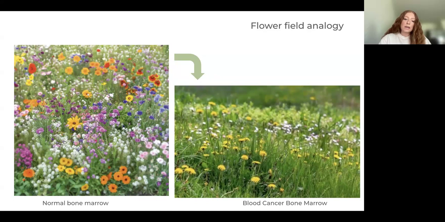What really happens is, just like this flower field, when you put weed killer on the flower field, it's going to kill the weeds, but it's also going to damage the flowers around it. Same with the bone marrow. The chemotherapy is going to destroy those unhealthy cancer cells, but it's going to damage the healthy blood cells around it. So that's going to manifest as low blood cell counts.